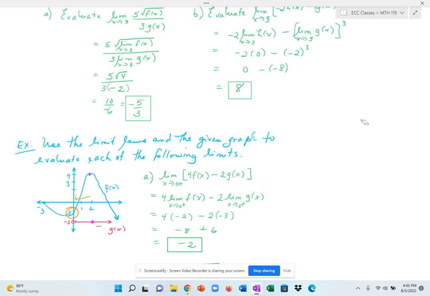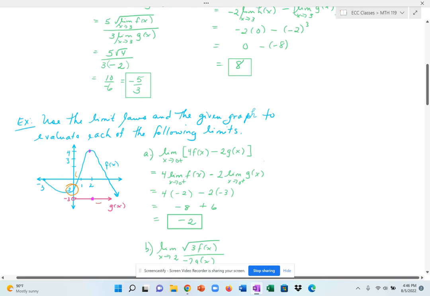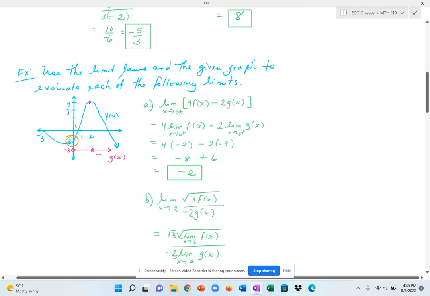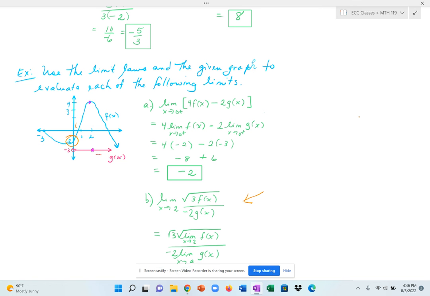Okay, so we talked about how to read graphs to evaluate limits in the previous section in 13.1, if you need to review some of those before you continue. Here we'll be using the same graph, but this time I want to evaluate the limit as x approaches 2 of the square root of 3 times f of x divided by negative 2 times g of x.